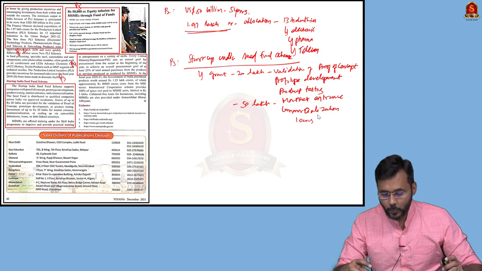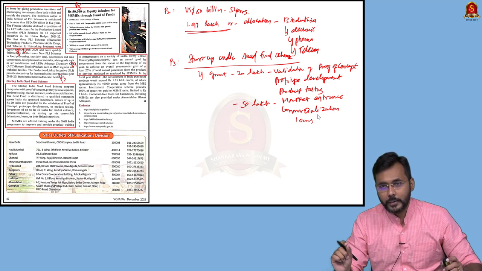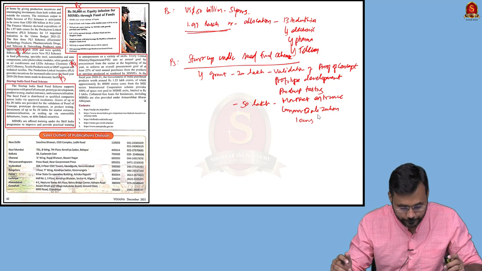So that is what this scheme is going to create. They give 20 lakhs and 50 lakhs. 20 lakhs to convert your idea into a commercially viable product, and the product is tested, prototyping is done. Then if that is successful, we go for the next one. They have 50 lakhs. Okay.